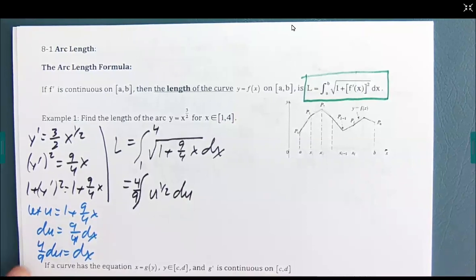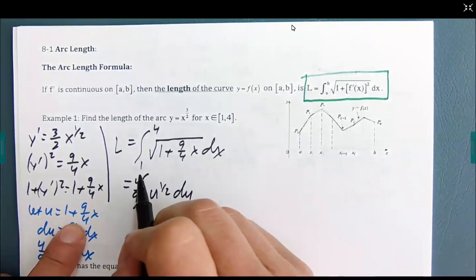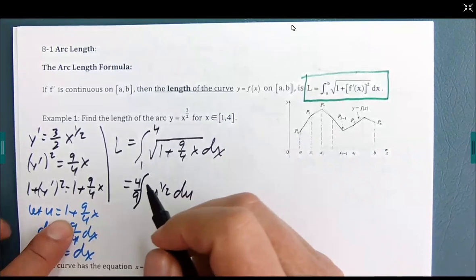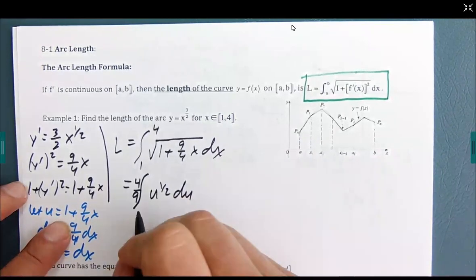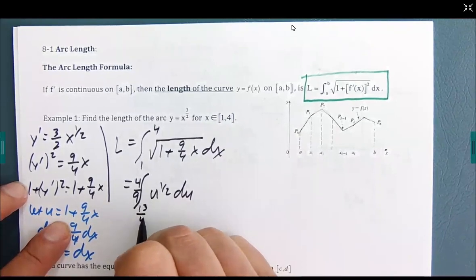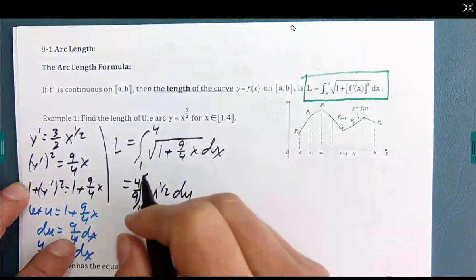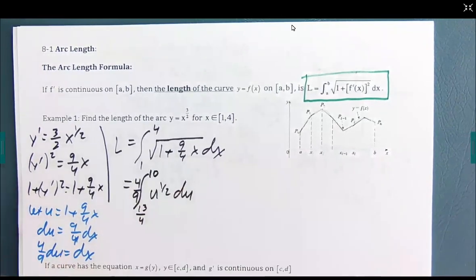Now the boundaries, I've got to plug into here. So when I plug in 1, that gives me 9/4 plus 1, which gives me 13/4. And when I plug in 4 here, you can see the 4's cancel, and I get 9 plus 1, which is 10. So here we have our fully converted integral.